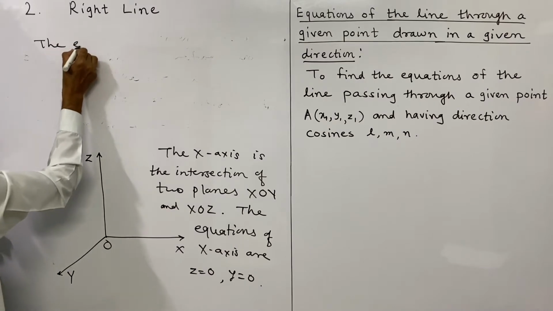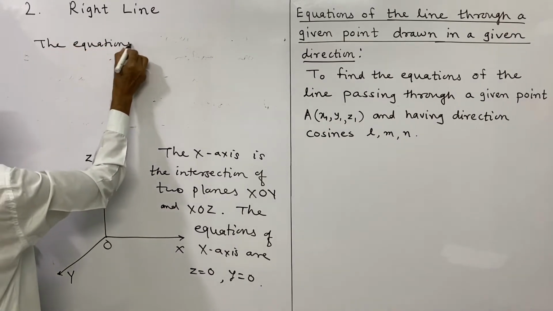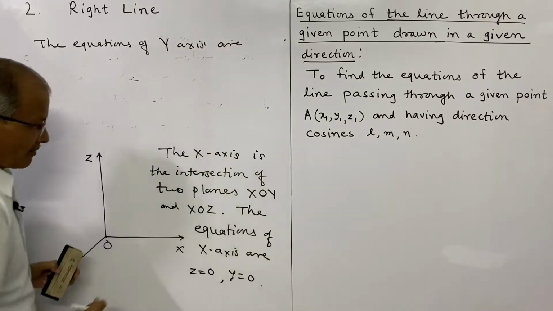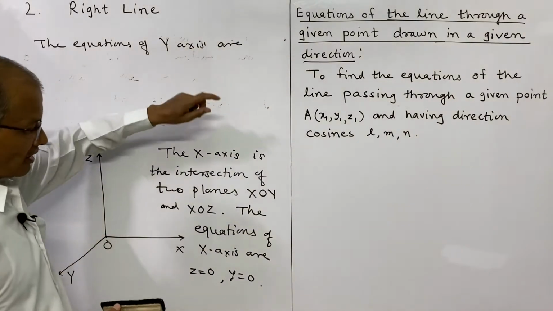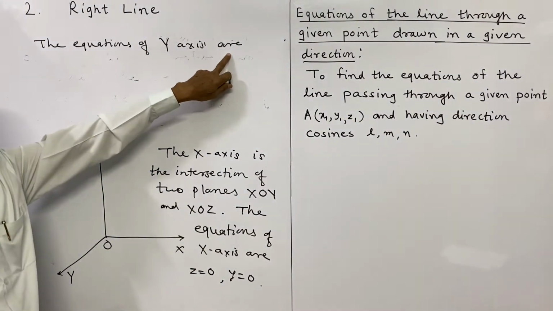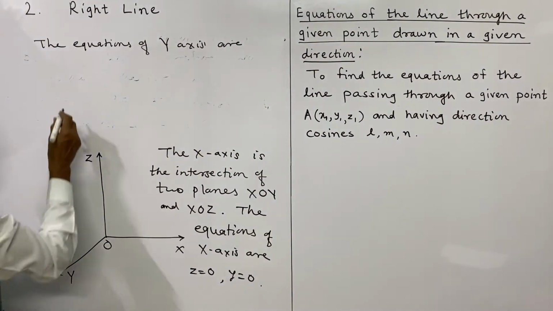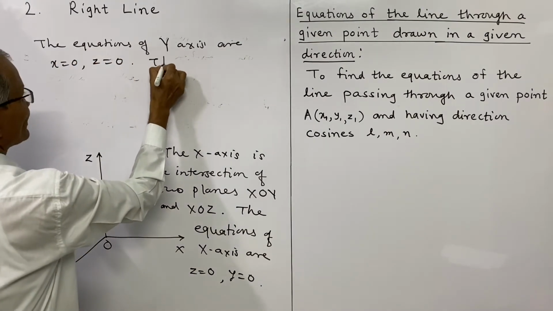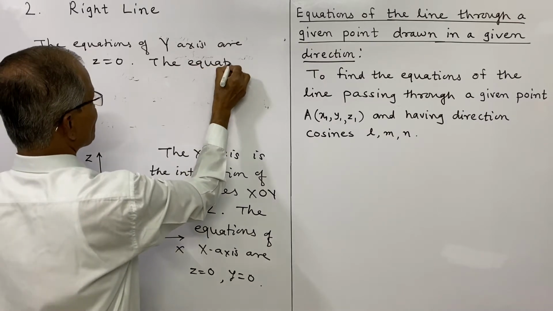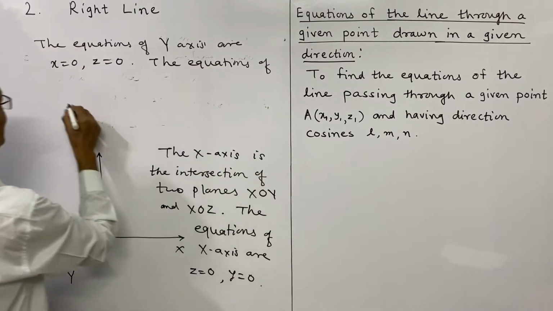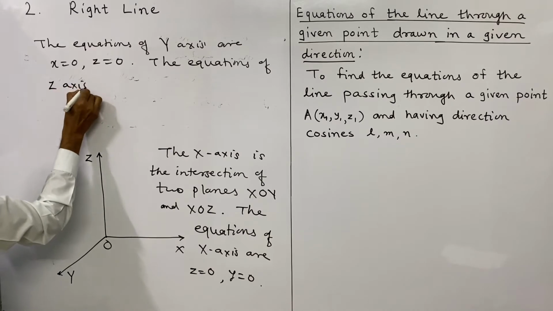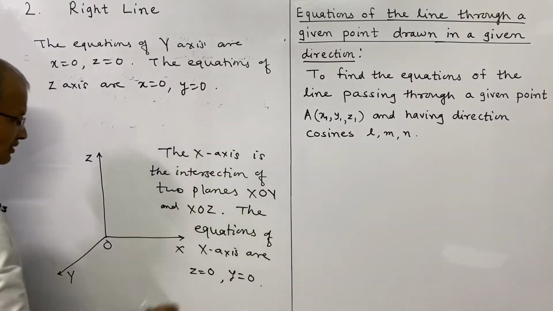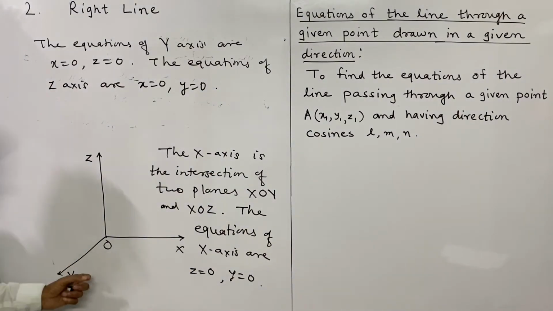So these are the equations of the axes. We use here 'and' because these are two equations. Equations of y-axis are x is equal to 0, z is equal to 0. The equations of z-axis are x is equal to 0, y is equal to 0. So these are the equations of axes.